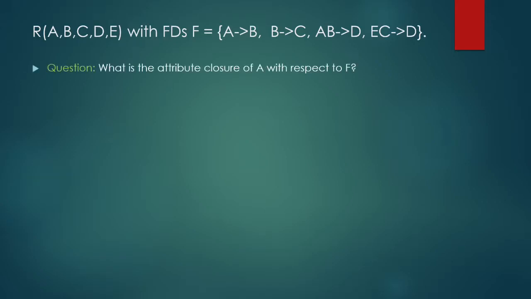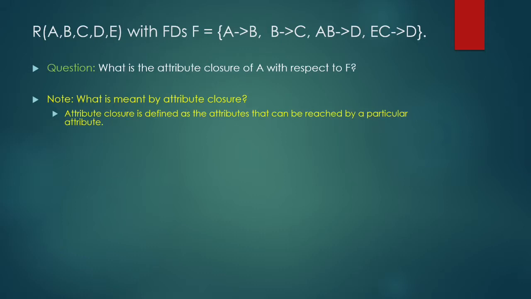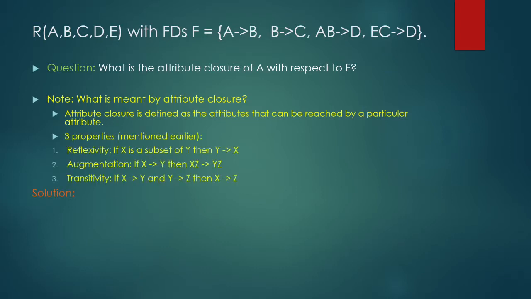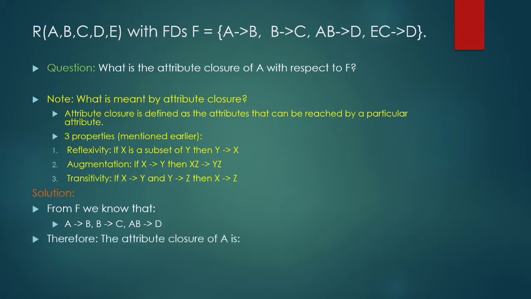Another question is: what is the attribute closure of A with respect to F? We must understand what is meant by attribute closure. An attribute closure is basically defined as the attributes that can be reached by a particular attribute. It has three properties that I also mentioned earlier. From F, we know that A goes to B and B goes to C, and we also know that AB goes to D. Therefore, the attribute closure of A, as mentioned earlier, is A, B, C, D.